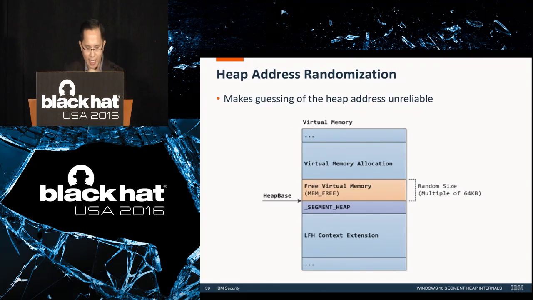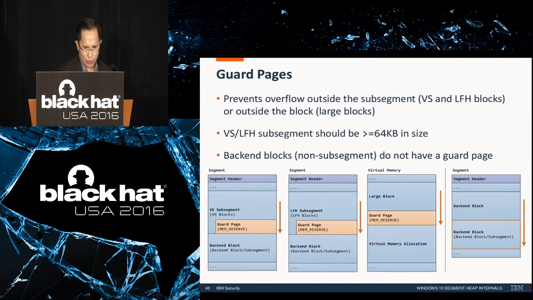Next, to make it unreliable to guess the heap address, a random size free memory is created before the heap base. And this random size is a multiple of 64 KB. Then to prevent overflow from VS blocks here and from LFH blocks here from corrupting data outside the subsegments where they are located, guard pages are added at the end of VS subsegments here and the LFH subsegment. Also, to prevent an overflow from corrupting data outside the large block, a guard page is also added at the end of the large block here. And backend blocks, on the other hand, do not have a guard page, allowing an overflow to corrupt adjacent data outside the backend block.